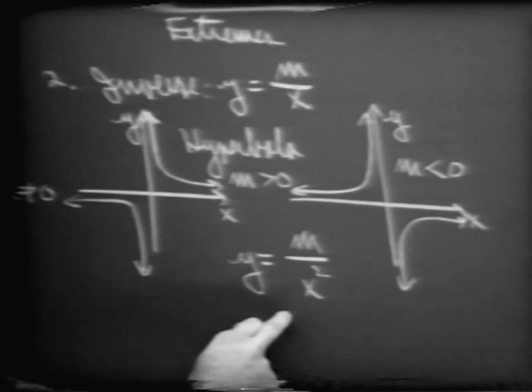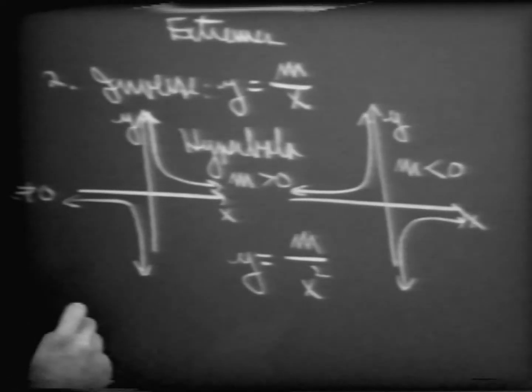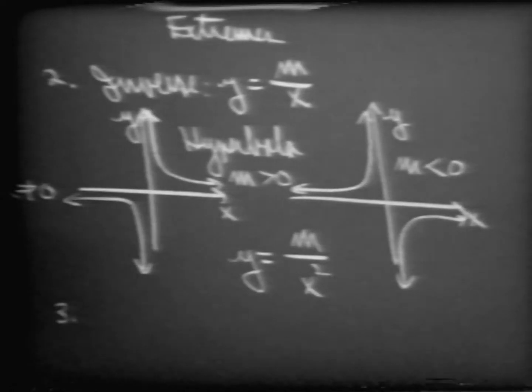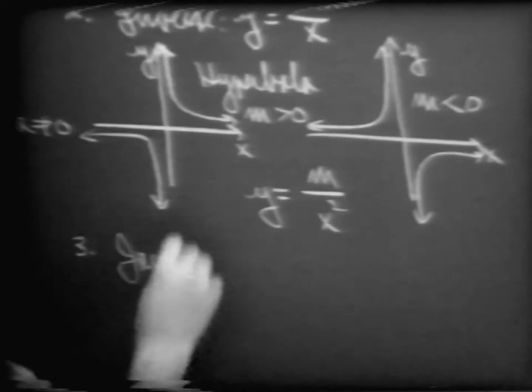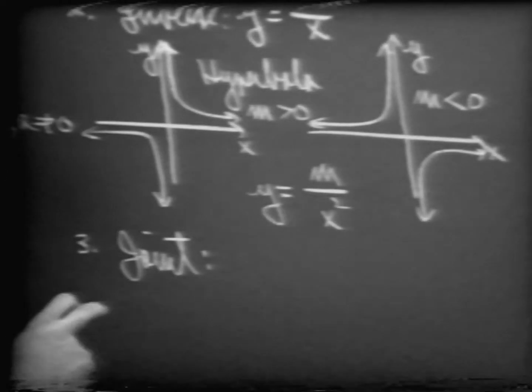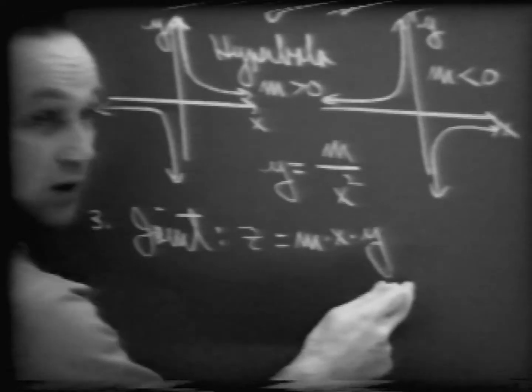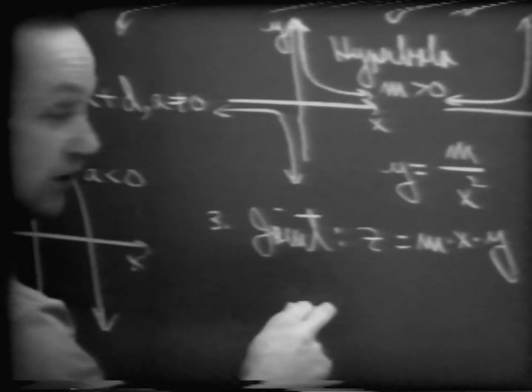We're not going to consider the graph of something like that, but in fact we may use one in our examples. There was another type of variation that we looked at, and it was called a joint variation. If I said that z varies jointly as x and y, then z equals mxy. Z is equal to m times x times y would be an example of a joint variation.